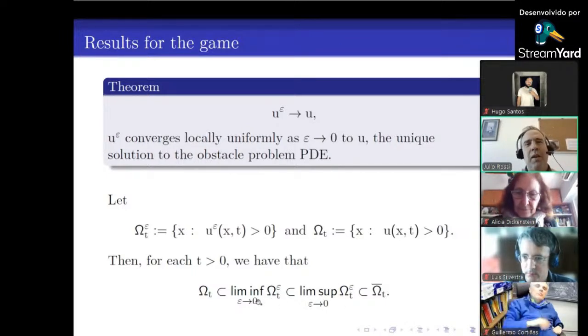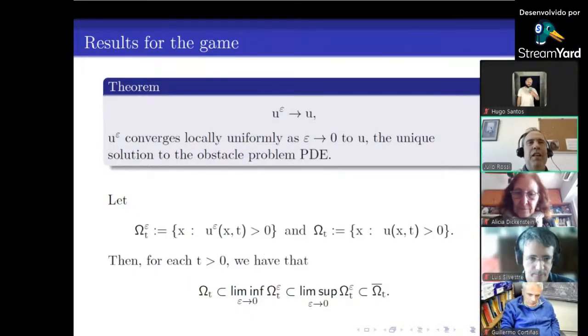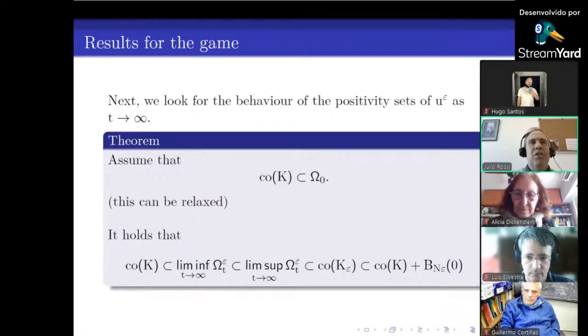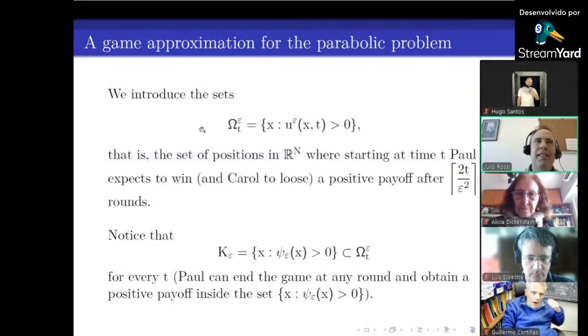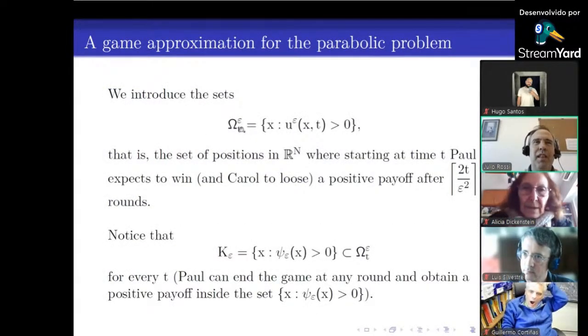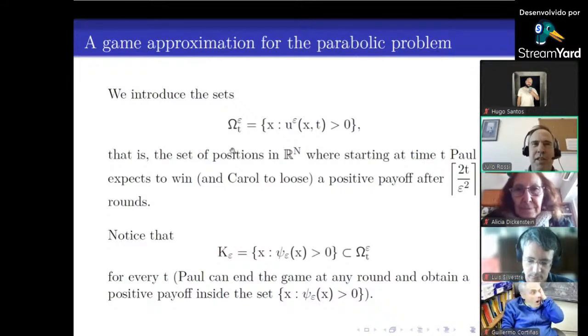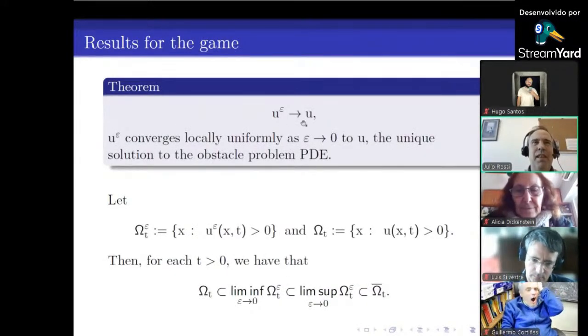And okay, you have a lim sup and a lim inf and a closure there, but it's almost the same. So it's not only that the functions approximate the function, it is also that the positivity sets approximate the positivity sets. And concerning the limit as t goes to infinity, because you want both limits in this set, you want the limit as t goes to infinity, and as epsilon goes to 0. As epsilon goes to 0 is this result. As epsilon goes to 0, you get convergence of the functions and convergence of the sets.